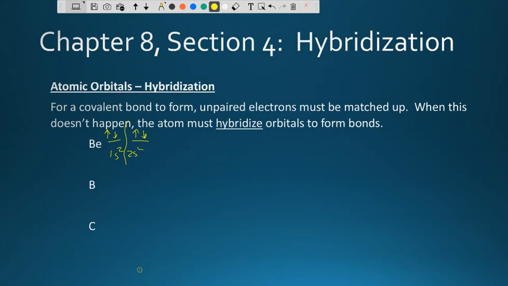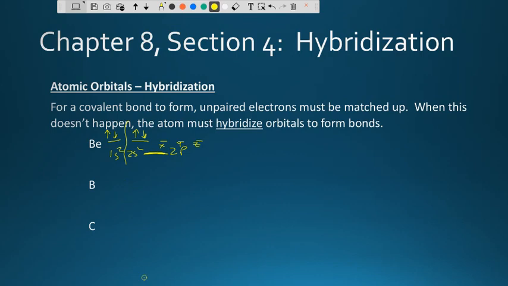If beryllium is going to be making a covalent bond with something, remember that we do have a 2p sublevel as well that has an x, y, and z axis. And so we've got lots of room in here. It just is unoccupied. But if I bring an electron in, there's nothing for it to pair up with or nowhere for it to go. So we've got to create more room, and we're going to hybridize this.